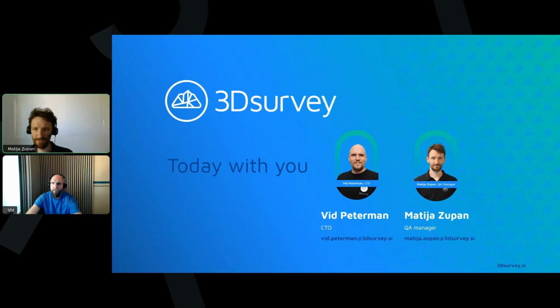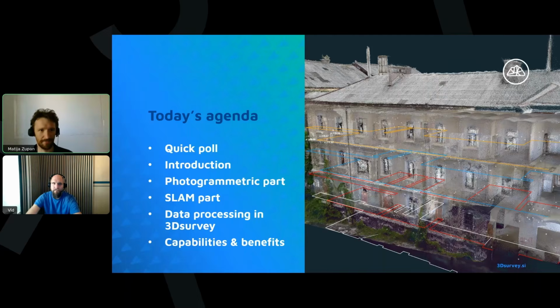A bit more about the specifics of this project. Here is today's agenda. At first, we're going to have a quick poll to warm you up a bit, and then we'll tell you about the project. Then we'll go over first the photogrammetric part to start on familiar ground, or air, and then go to the SLAM part, the interior. Then we'll see how these two data sources intertwine in 3D survey, and we'll tell you why that might be a good benefit for you.